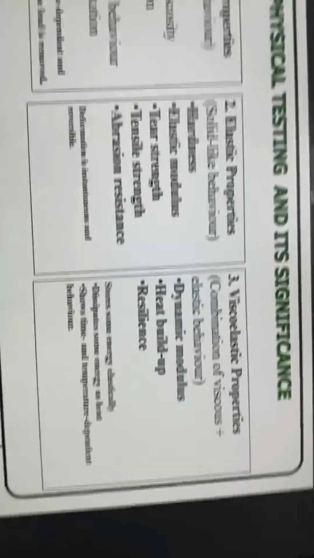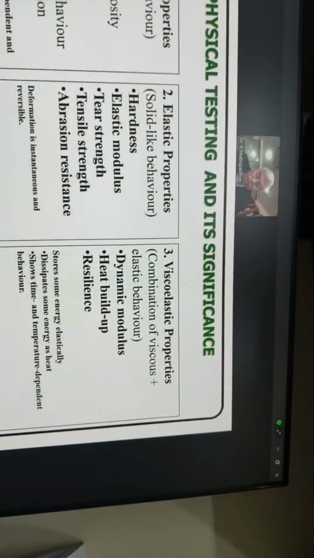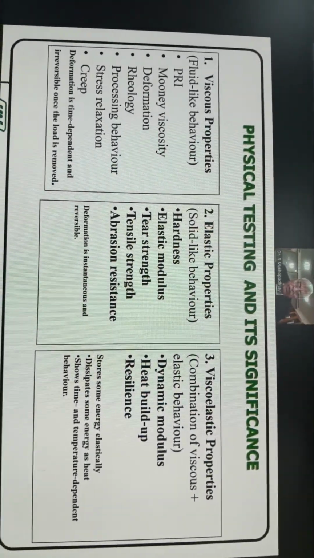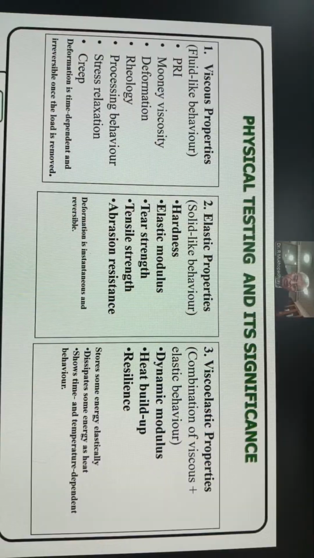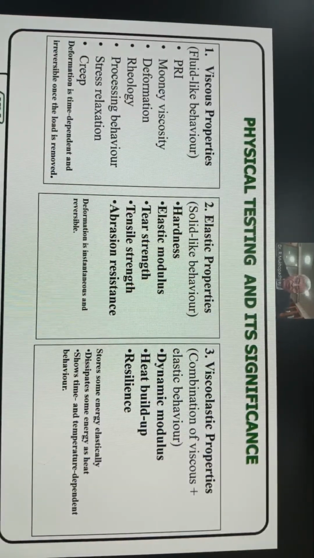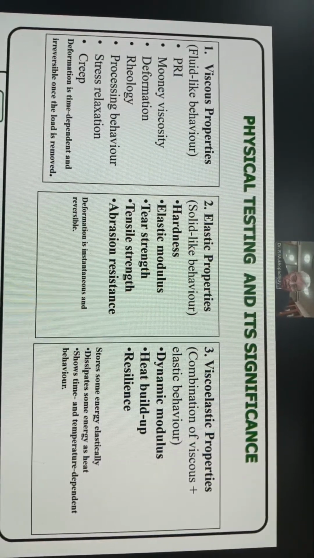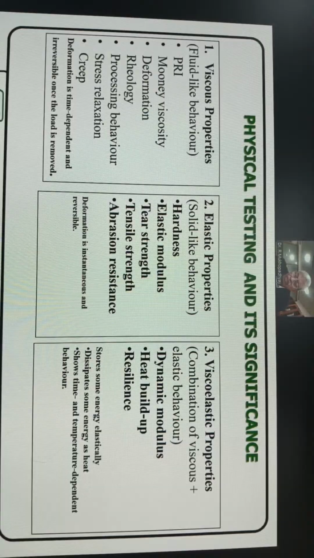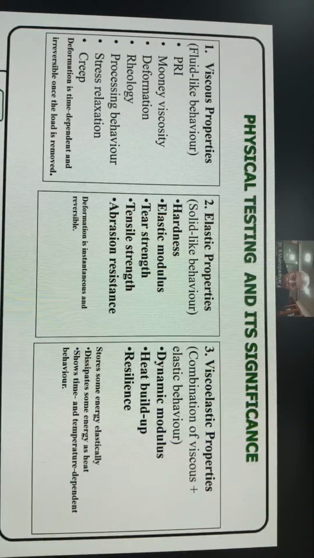One is the viscous property, which you measure. That means your fluid-like behavior. There is plastic retention, Mooney deformation, rheology, processing behavior, stress relaxation. These are called viscous properties. Whereas elastic properties are hardness, elastic modulus, shear, tensile, abrasion. Deformation is instantaneous and reversible. In the case of viscous property, deformation is time dependent and irreversible.